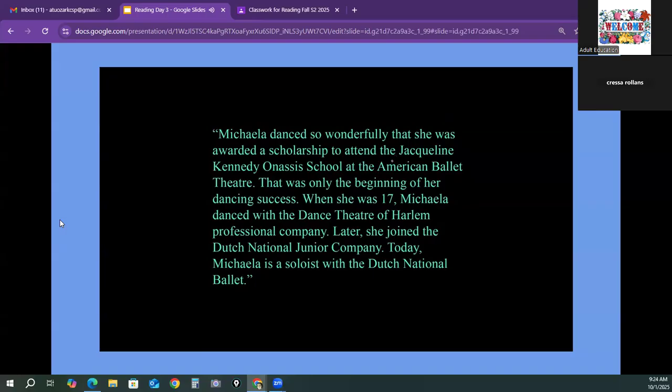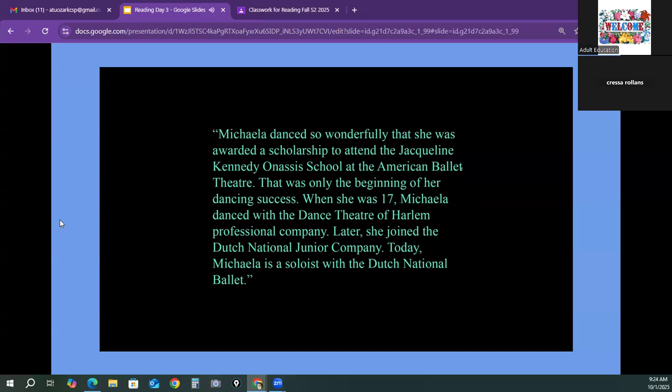That was only the beginning of her dancing success. When she was 17, Michaela danced with the Dance Theater of Harlem Professional Company. Later, she joined the Dutch National Junior Company. Today, Michaela is a soloist with the Dutch National Ballet.